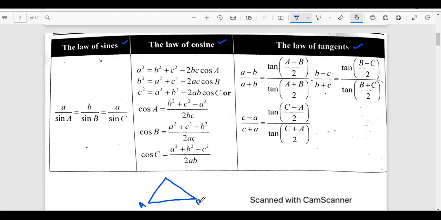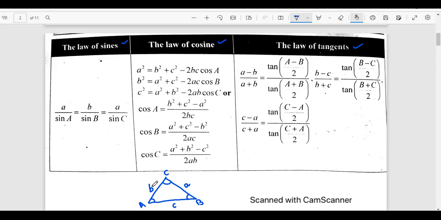A, B, and C. So this is angle A. The side opposite to angle A would be small a. The side opposite to capital C would be small c. And the side opposite to capital B would be small b. Okay. This is what you need to understand.